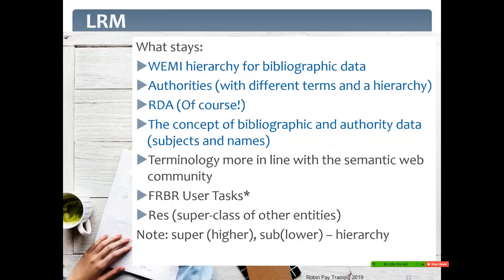So in the LRM, what stays? WEMI, the hierarchy for bibliographic data authorities with different terms and hierarchy. RDA, of course, the concept of bibliographic and authority data, that'd be subject and names. Our terminology is more in line with the semantic web communities. FRBR user test plus explore. We have res, which is our superclass of other entities, and then we have our super, which is our higher, and our sub, which is lower.